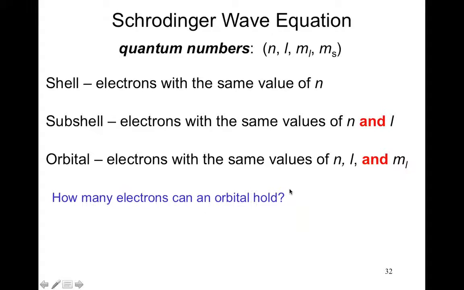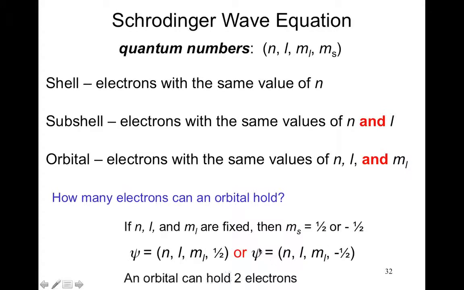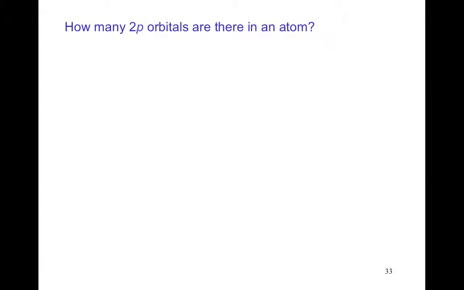So how many electrons can an orbital hold? It can hold 2. If n, l, and m are fixed, then the only thing we can change with our electrons is whether they're a positive 1/2 or a negative 1/2. And so our wave function is going to be, you're in this energy level, you have this l, you have this m, and you're a positive 1/2, or you're in this energy level with this l, this m, and a negative 1/2. So each orbital can hold 2 electrons.